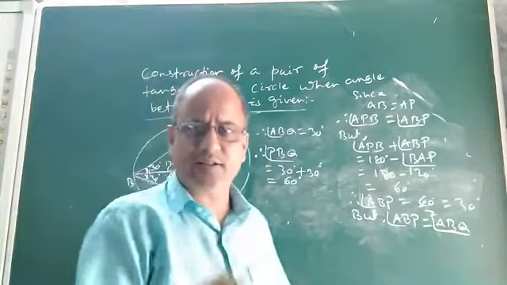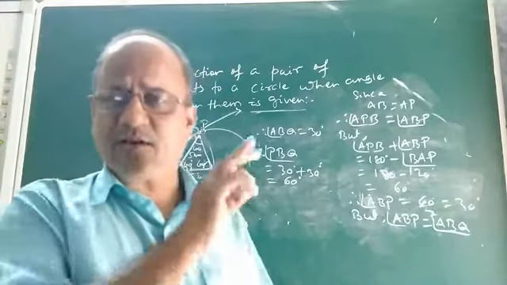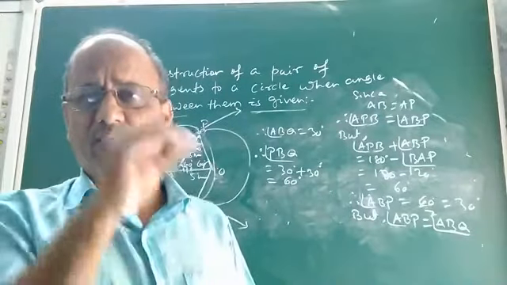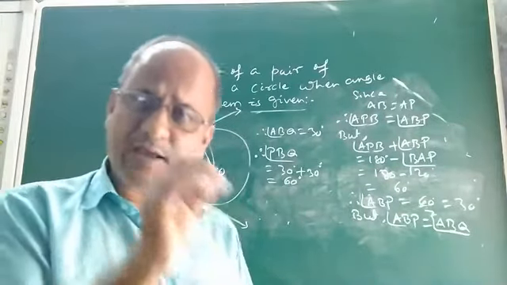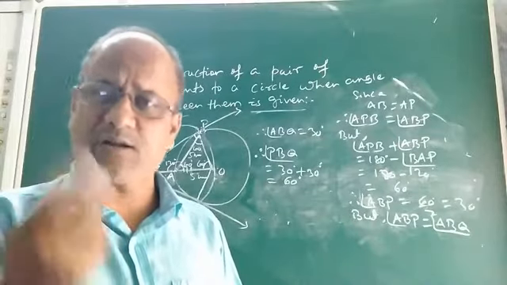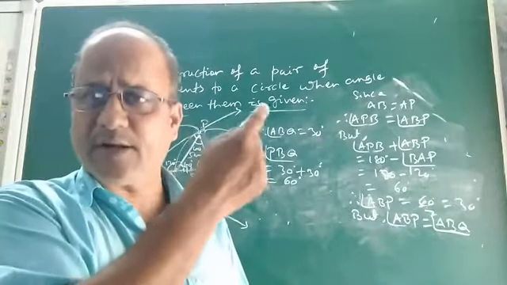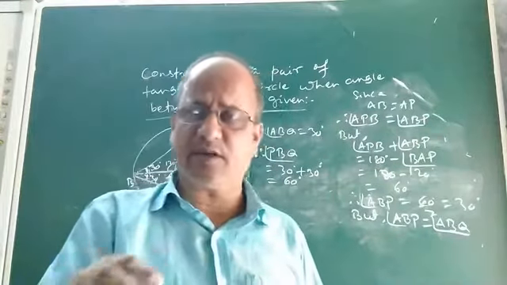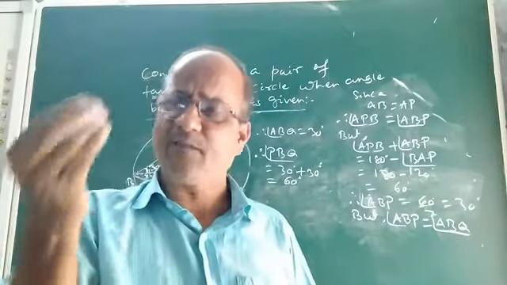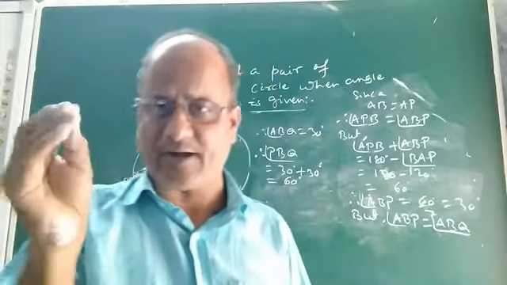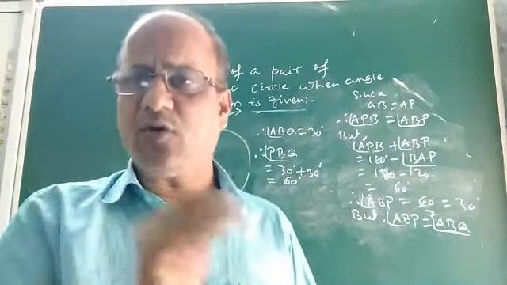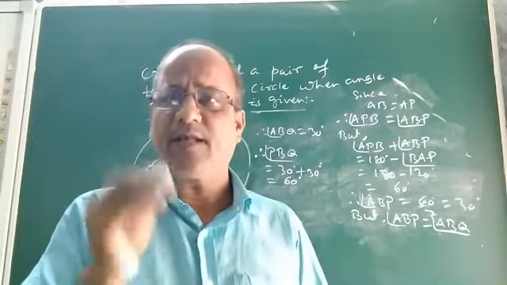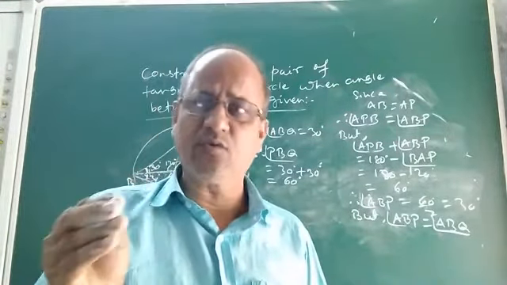Okay, so children, these are the two methods by which you can construct a pair of tangents to a given circle if the angle of inclination between them is given. The first way is what I discussed just a few minutes ago, and this is the second method. Actually the first method is easier. If you follow the first method it is easier and time saving. You can do it very quickly, instantly. So children, I hope you understood how to construct a pair of tangents to a circle if the angle of inclination between the two tangents is given.